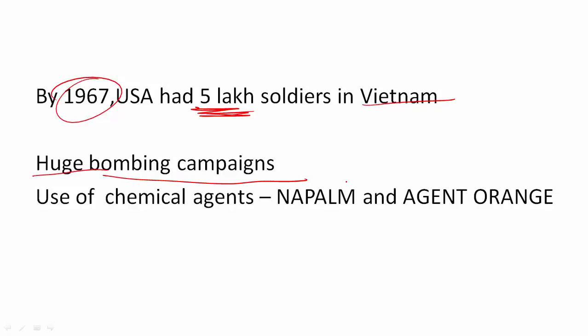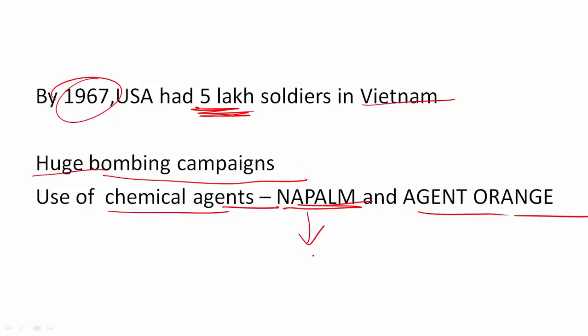So imagine, planes of Germany, US, UK, all combined, more bombs were dropped than those planes in Vietnam War. So entire World War II on one side and Vietnam War on the other, the number of bombings in Vietnam War was more. Also, they used chemical agents.